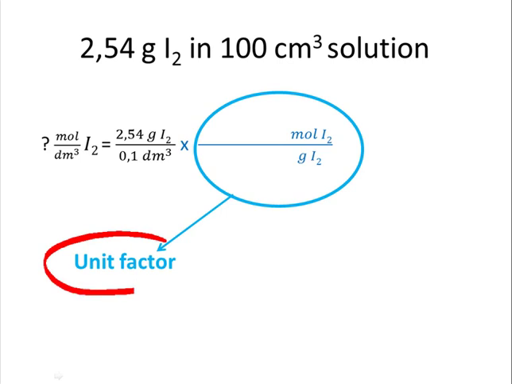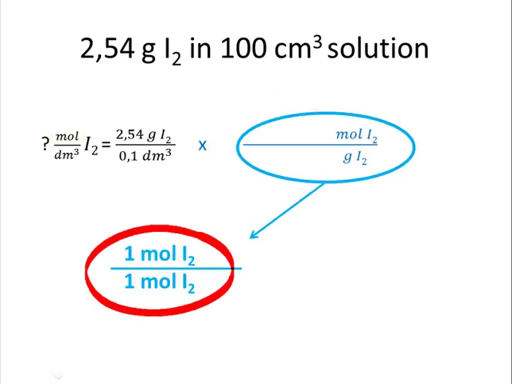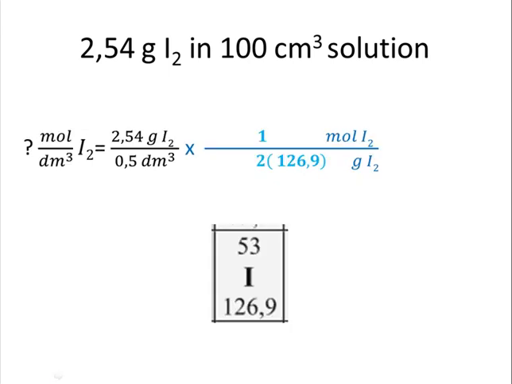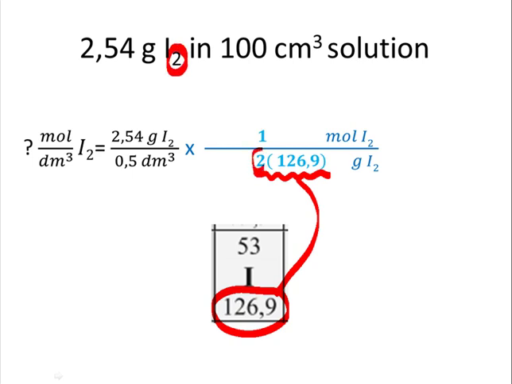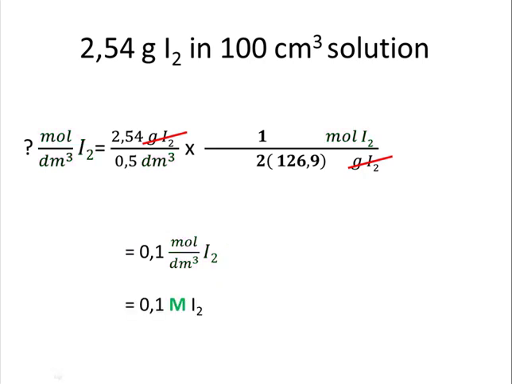So we need to multiply this by a unit factor with grams of iodine at the bottom and moles of iodine at the top, such that both refer to 1 mole of iodine, 1 mole of iodine molecules, that's I2. And the mass of 1 mole of iodine molecules is 2 times what we get on the periodic table for just I, because it's now I2. So it's 2 times 126,9 grams per mole. Do that calculation, the answer is 0,1 moles per decimeter cubed, or 0,1 molar of iodine solution.